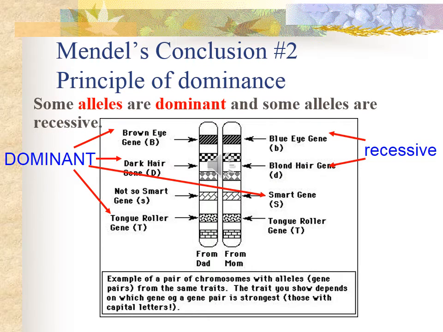Okay, Mendel's conclusion number two, principle of dominance. That states that some alleles are dominant and some alleles are recessive. So for dominant and recessive, we use capital letters for the dominant and then stay in the same alphabet and use the lowercase for the recessive. I believe this is the simplest one of his conclusions.